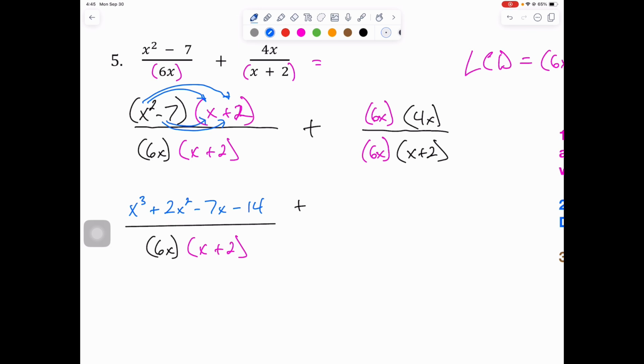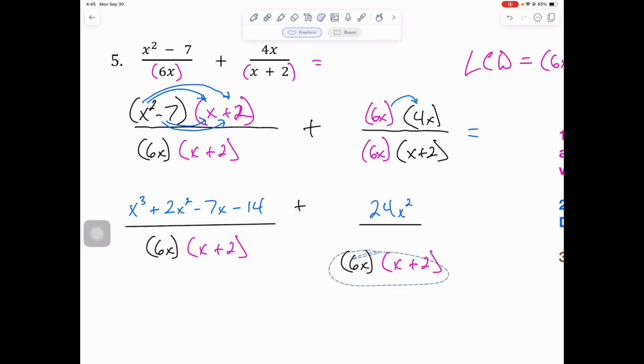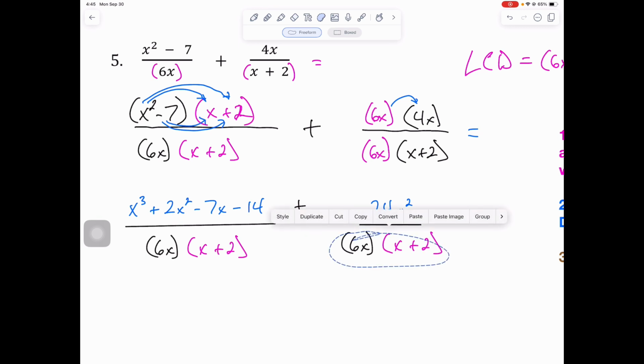Yes, I know. 6x times 4x gives us, what does that give us? Yes, great job. Mr. Richards' favorite math game, 24. Don't forget the x squared. And what are we doing with that? Sorry, I just want to put that equal to blue, setting that over. Again, that common denominator. I'm going to copy, paste, and set it there.